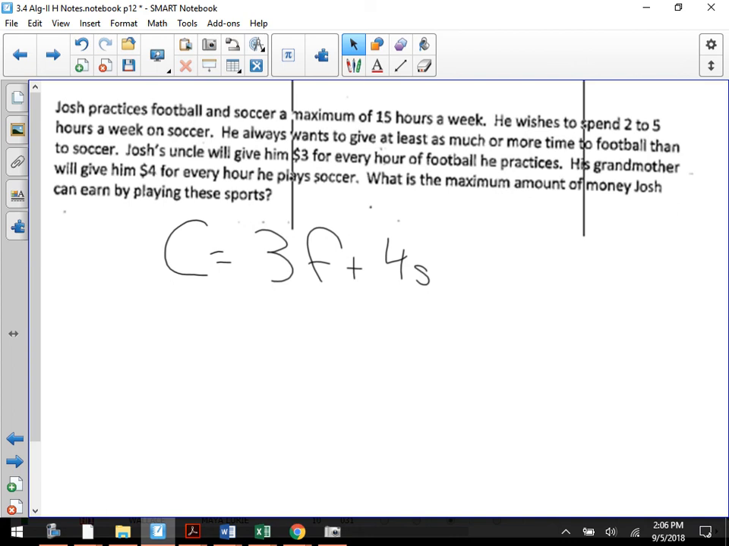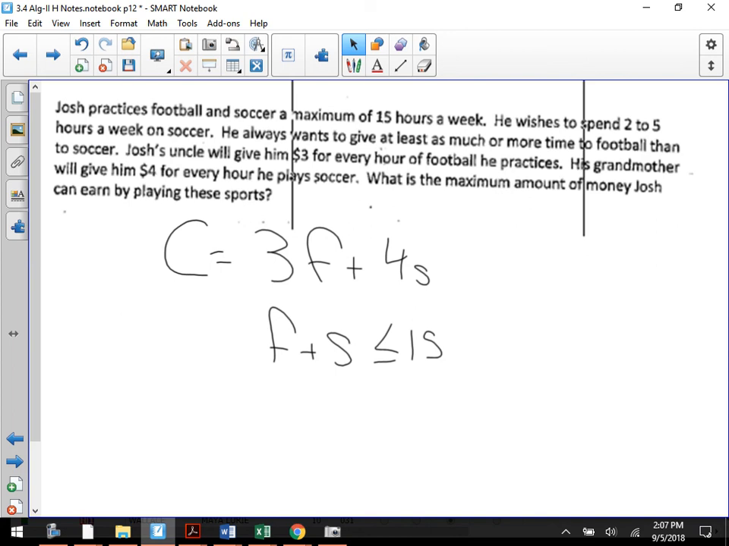Anyway, going back into it, what's the first constraint you see? Maximum of 15 hours, right? So between the two sports, he can't practice more than 15 hours, which is, you just said it, F plus S has to be less than or equal to 15. What axes do you think I'm going to put the F on? Because it comes before. There's method to the madness, I'm telling you.